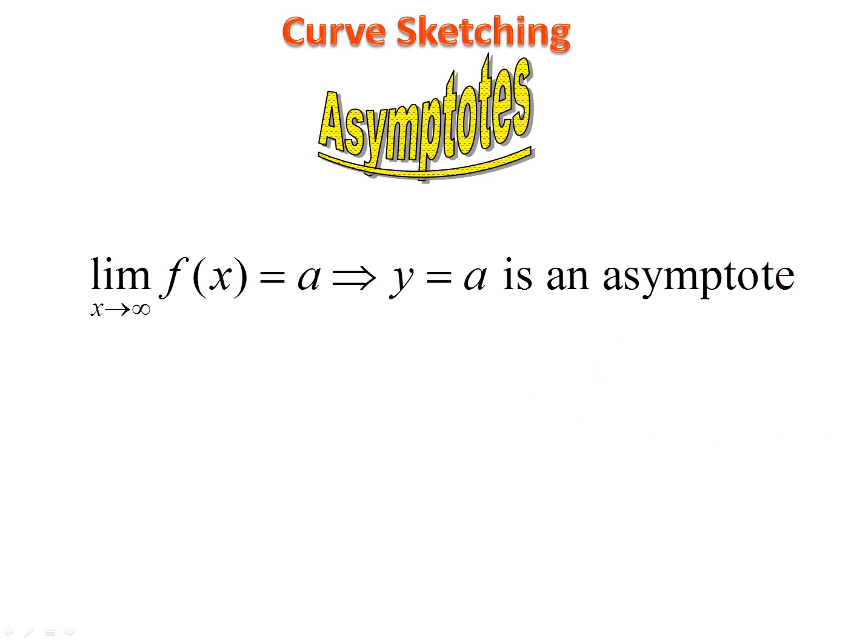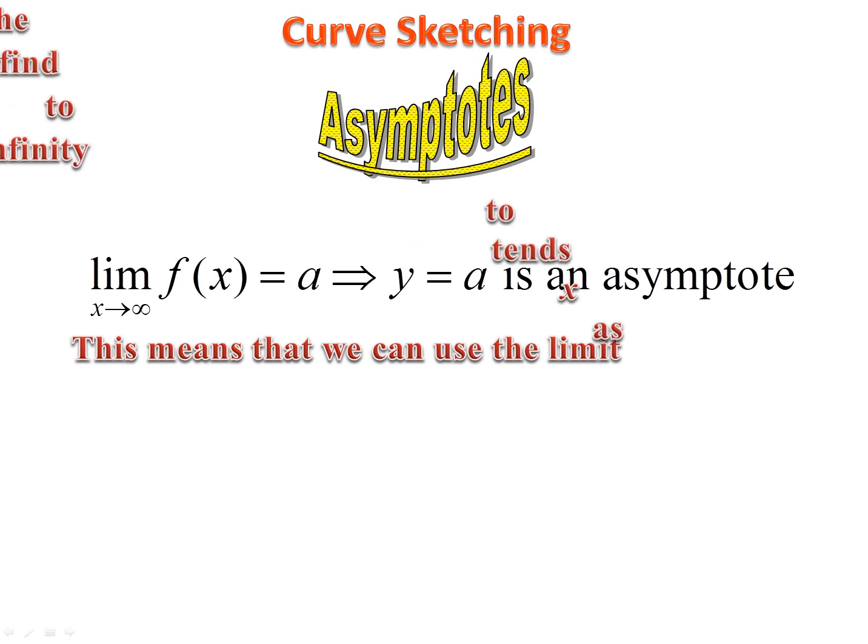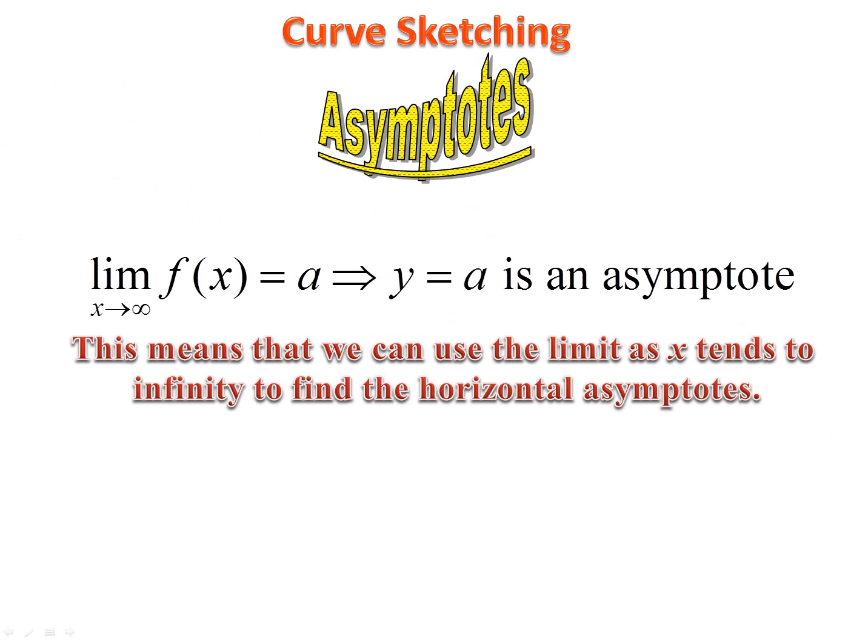So, the limit of f of x as x tends to infinity equals a. That means y equals a is an asymptote. So that is the horizontal asymptote. Meaning if you need the horizontal asymptote, find the limit as x tends to infinity of the function.